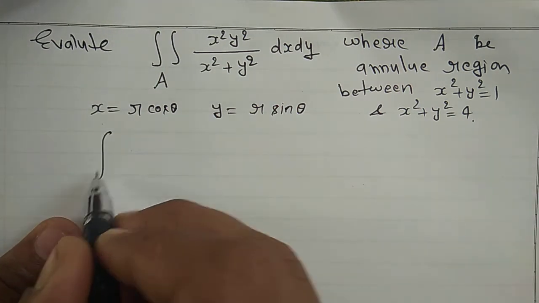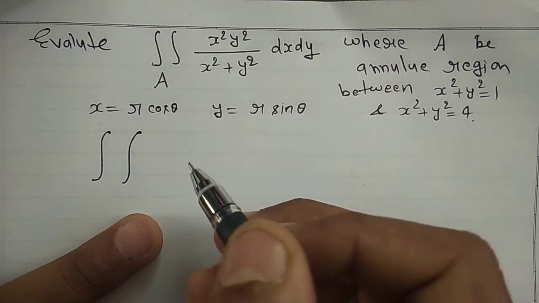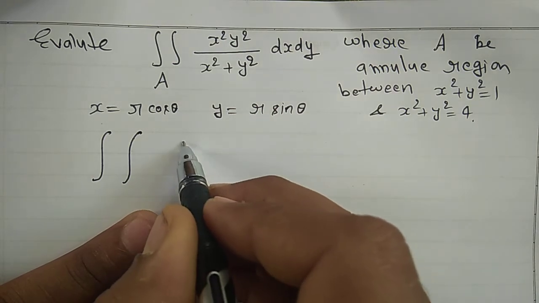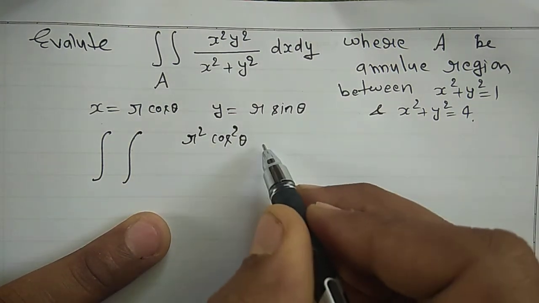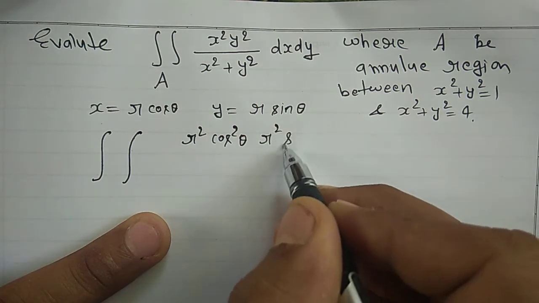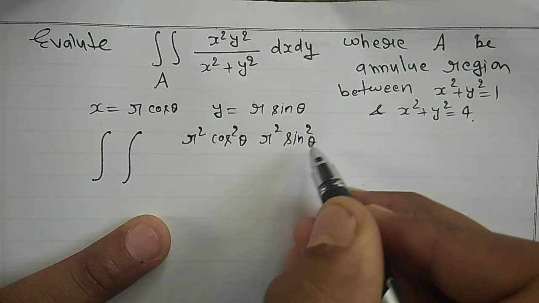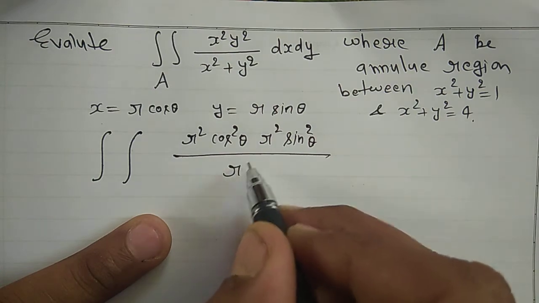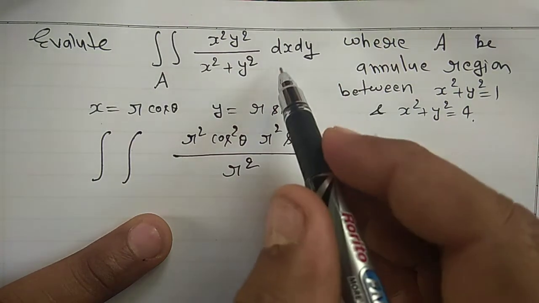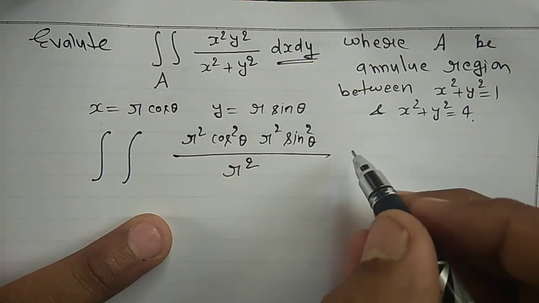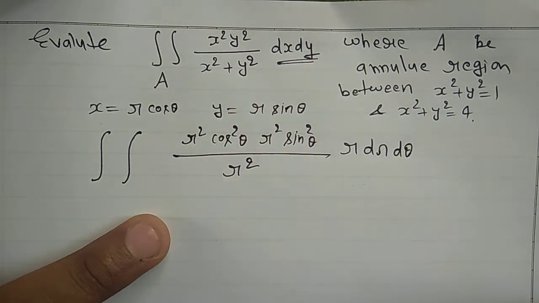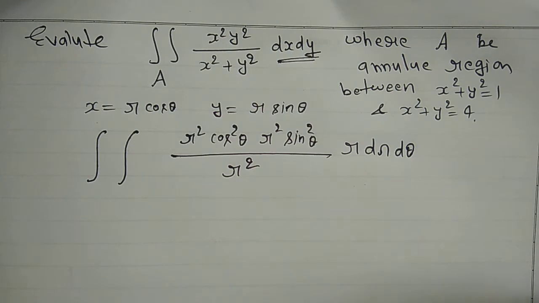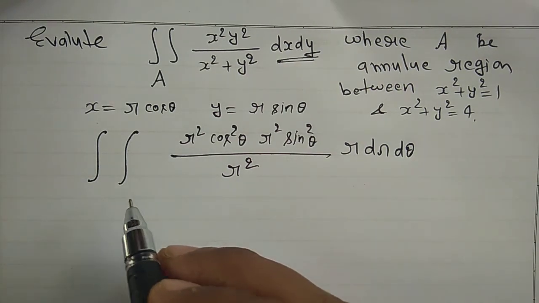So this integral will be x square, so r square cos square theta, and y square, r square sin square theta, divided by r square. And in the place of dx dy we will have r dr d theta. Now we need to find the limit of r and theta.